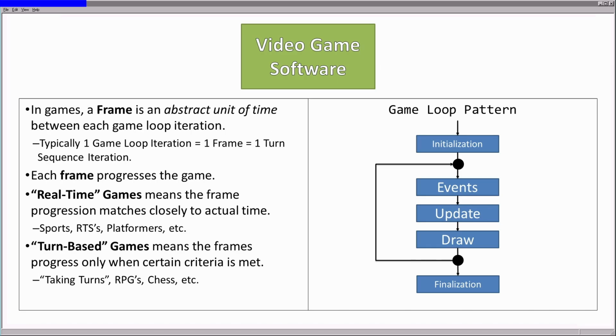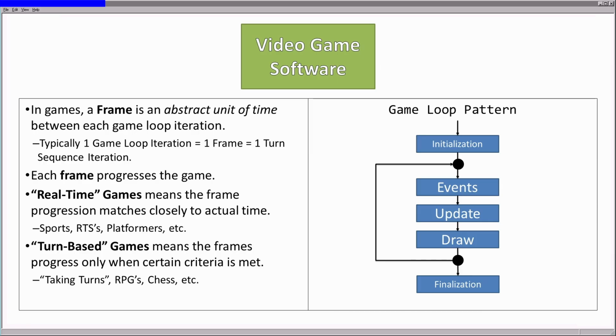In games, a frame is an abstract unit of time between each game loop iteration. Typically, one game loop iteration is equal to one frame, which is equal to one sequence iteration. Each frame progresses the game. In real-time games, this means that the frame progression matches closely to actual time. Sports games, real-time strategies, platformers, etc. are real-time games.